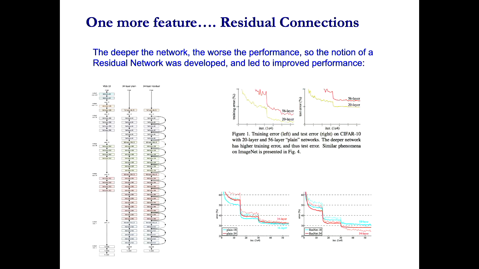But when they did it, they found that, here's the plane, this is 18, and that's the blue, and this is the loss, and here's the 34 layer, not any worse. But when they added the residual connections, they got an improvement.